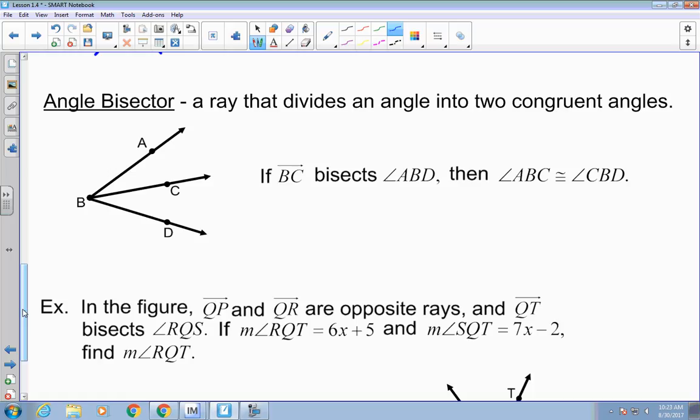Well, we don't really have a midpoint on an angle, but it's that same idea. It is a ray that goes right smack dab through the middle of the angle and creates two congruent angles. So this right here is an angle bisector, because it goes through the bigger angle and breaks it into two congruent smaller angles. That is an angle bisector.